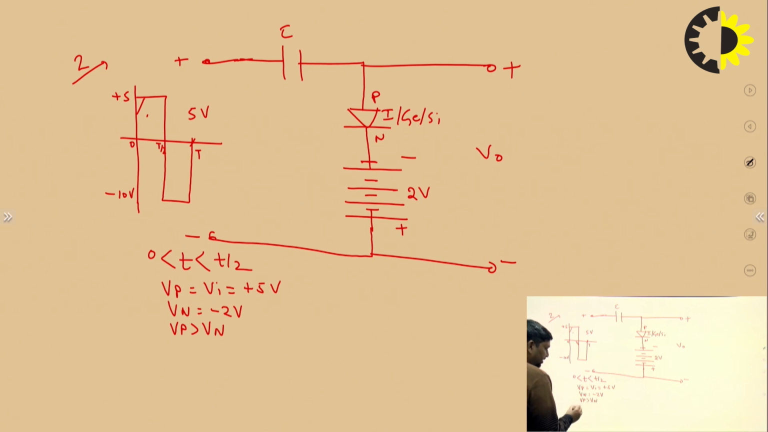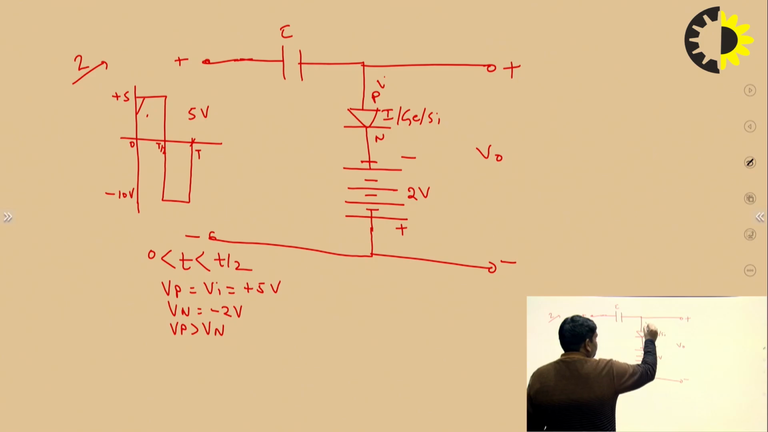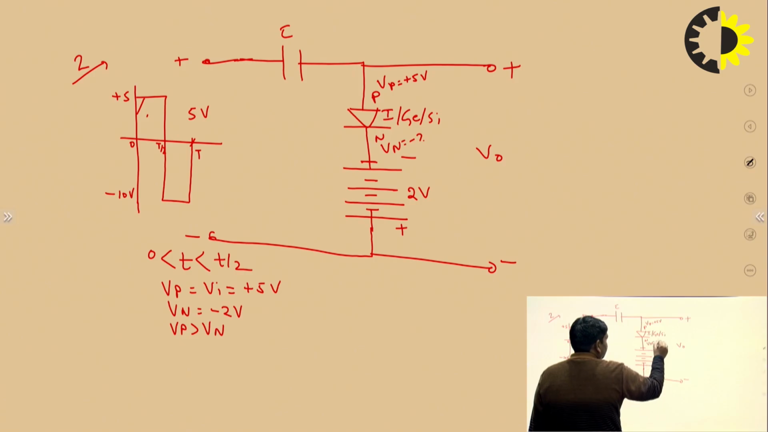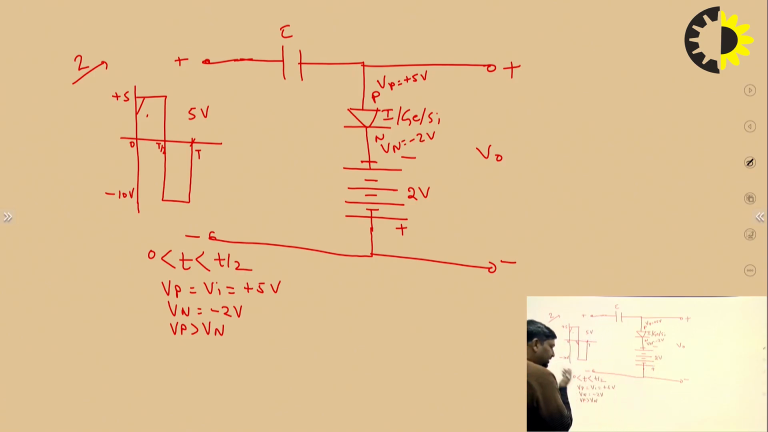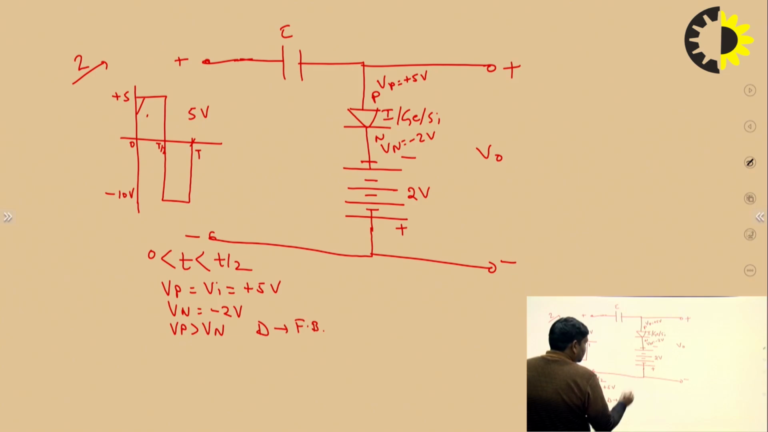That means the potential at the P type terminal, Vp, is plus 5 volt, and Vn is connected to minus 2 volt. So Vp is greater than Vn. That means the potential at the P type terminal is greater than the potential at the N type terminal. So this diode D works as a forward bias.